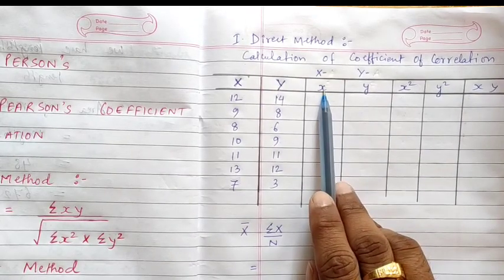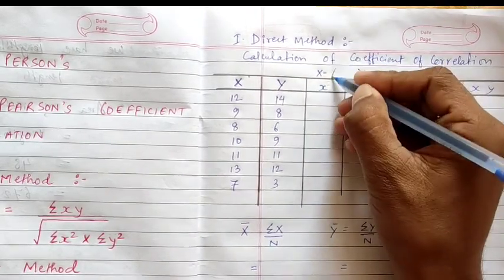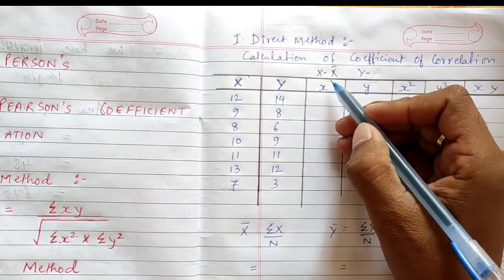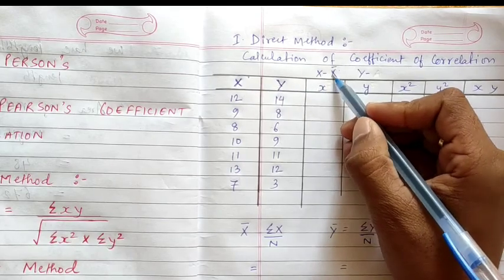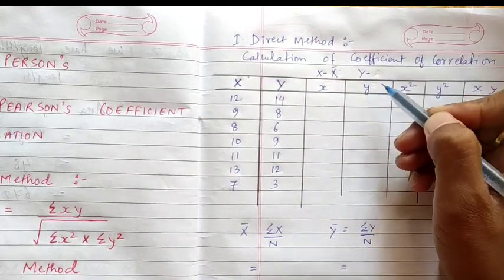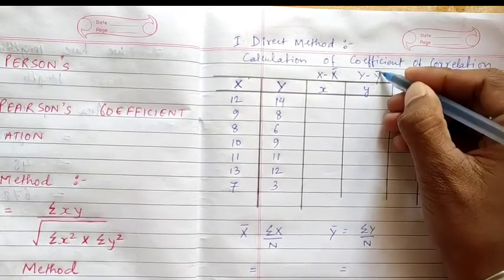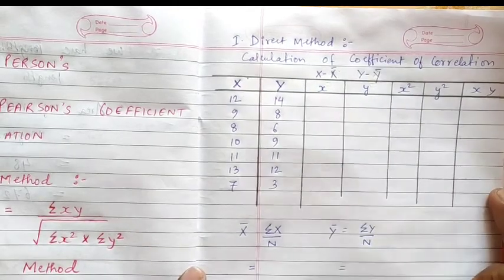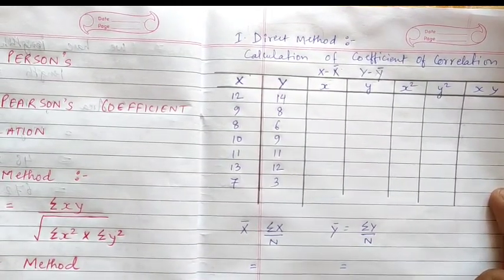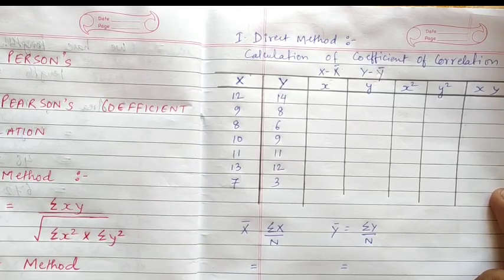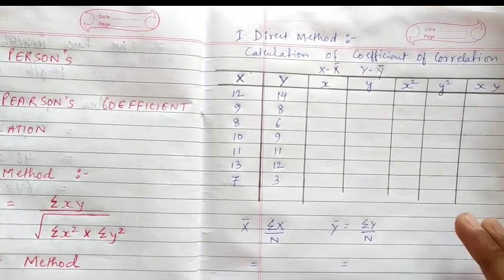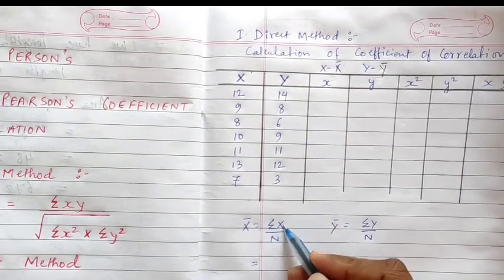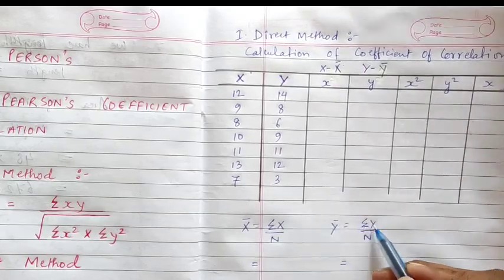Now to find small letter x, the formula is x minus x bar. To find small letter y, we use the formula y minus y bar. Clear students? First we need to find x bar and y bar. If you have done the mean chapter, that is measures of central tendency, you have learned how to find x bar. To find x bar, we need summation x and summation y. That is, the x bar formula is summation x by n and the y bar formula is summation y by n.